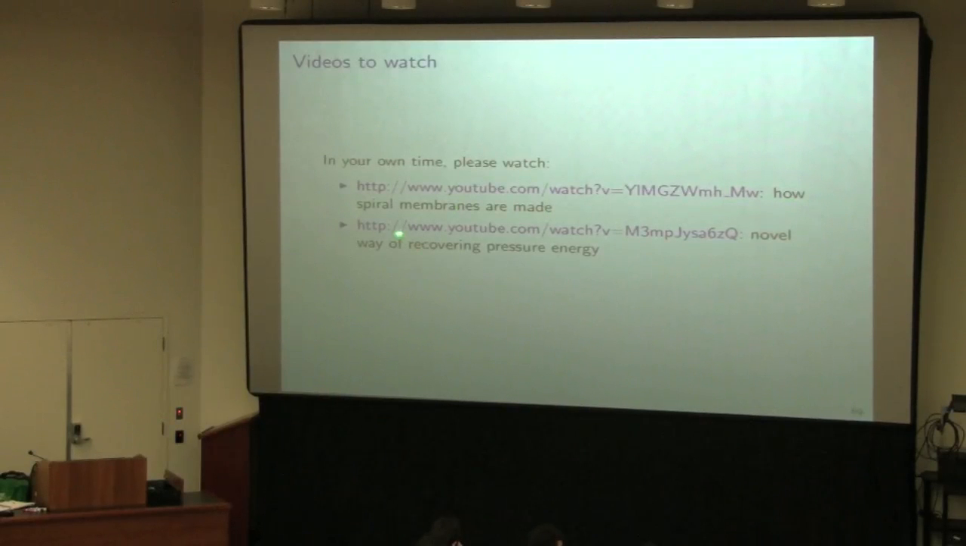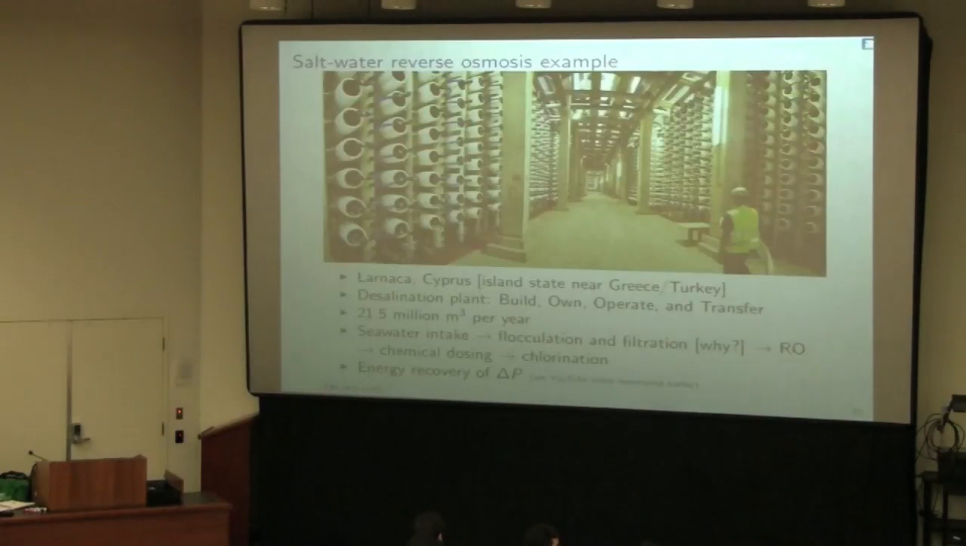And then the second one is a very interesting animation of how the pressure energy is recoverable in a reverse osmosis or in any membrane application, in fact. But primarily in reverse osmosis, because we have to put such high delta P in, we don't want to just lose that pressure energy. We want to recover it if possible. And there, this technology here shows you a very, very nice animation of how that's done. And that would be used, for example, in a facility like this.